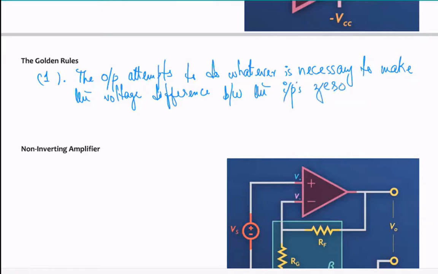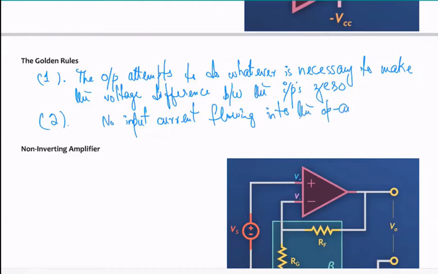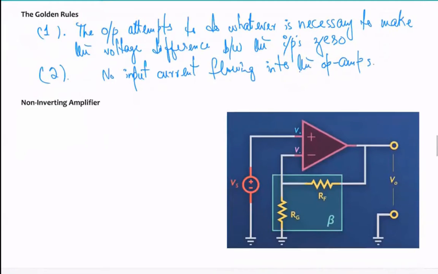Okay, cool. What is the second thing? Second thing, no input, right? No input current flowing into the op-amp. And basically remembering these and applying these golden rules, we should be able to simplify or analyze some of the circuits. So with these 2 rules, we are now ready to solve any ideal op-amp circuit.